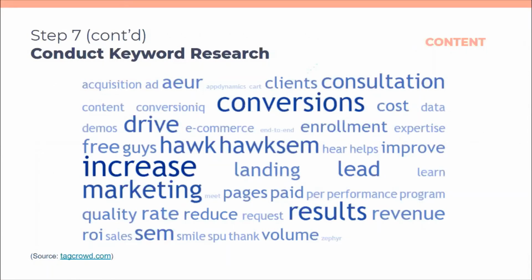This is a neat tool as well. It's from tagcrowd.com. This tool allows you to create a keyword cloud from your website. So you run your website through the tool, and it will show you the density of specific words on your site. So Hawk is the example here. You can see that we use words like conversions, increase, marketing, results, branded terms, drive.